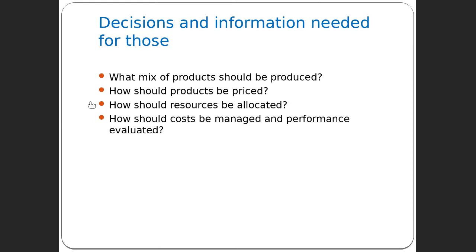How should resources be allocated is the next question. The resources are limited. You have a limited number of machines. You have a limited number of engineers. You have a limited amount of factory space. You cannot do as much of everything you like. So you need to allocate your resources based on what is the maximum or best use of each.